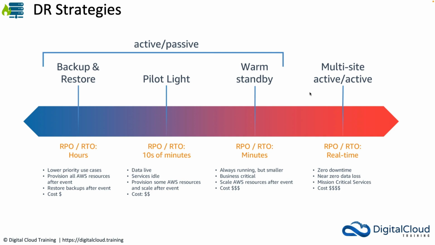And then we've got multi-site active. So here you've got zero downtime, near zero data loss. This is for mission critical systems, so both regions are completely active and accepting traffic at all times. Data's getting replicated, and it's going to cost you quite a bit of money here.